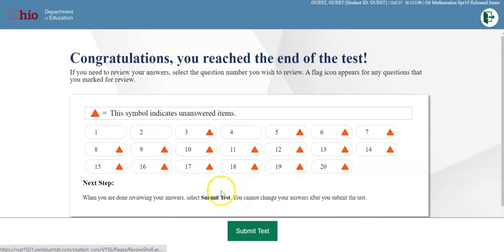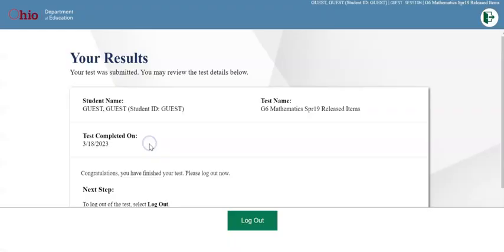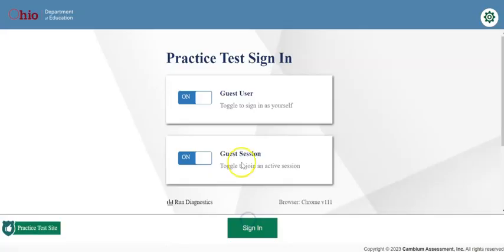So if you click on it, it takes you to that question. Otherwise, you would just click on Submit Test. It says, are you sure you want to submit test? And you do that, and you hit Log Out. And it kind of comes back here. So you can do another practice if you want to. So those are all the instructions on how to do the online testing.